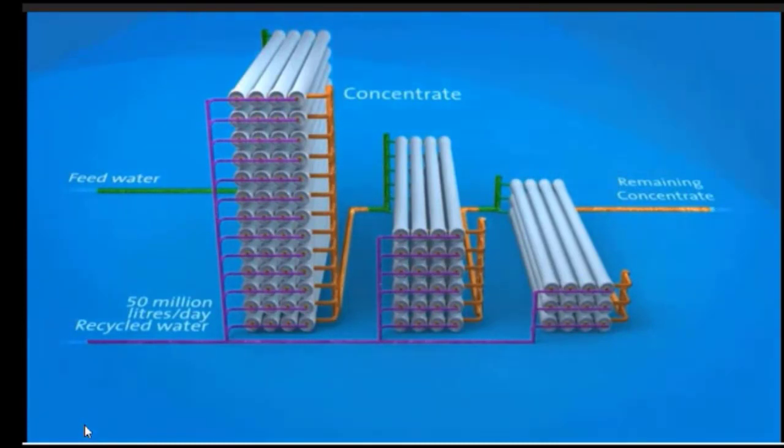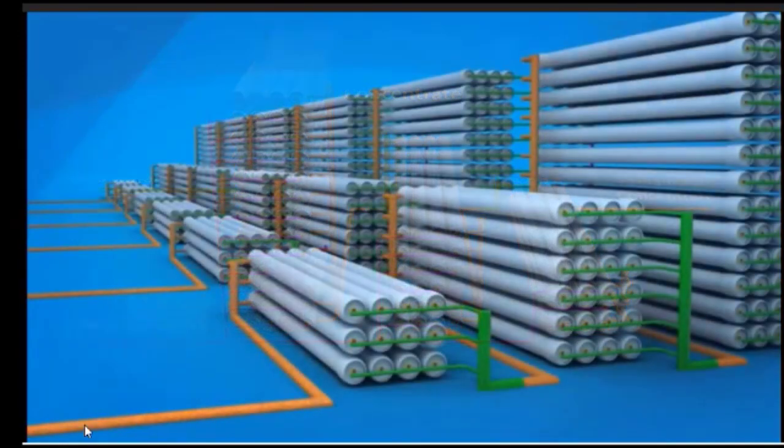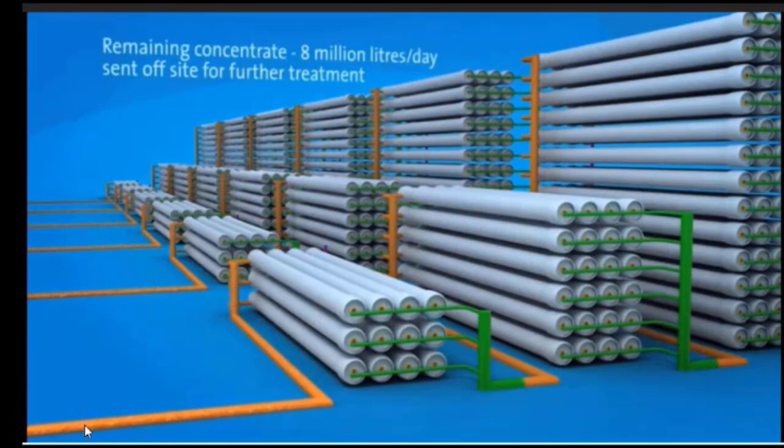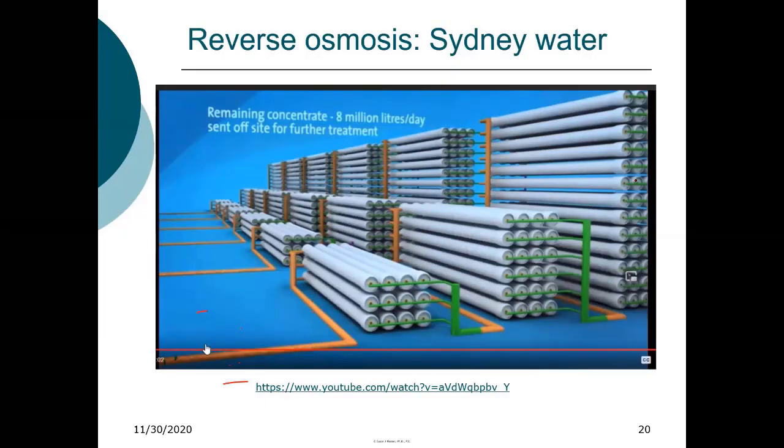An average of 50 million litres of recycled water is produced every day at St. Mary's. The remaining concentrate contains so much salt and impurities that to recycle it would not make economic sense. This concentrate stream of 8 million litres a day is sent to North Head Wastewater Treatment Plant, where it is treated and released into the ocean. We'll end there, but I just wanted you to have a sense of what a treatment system really looks like.